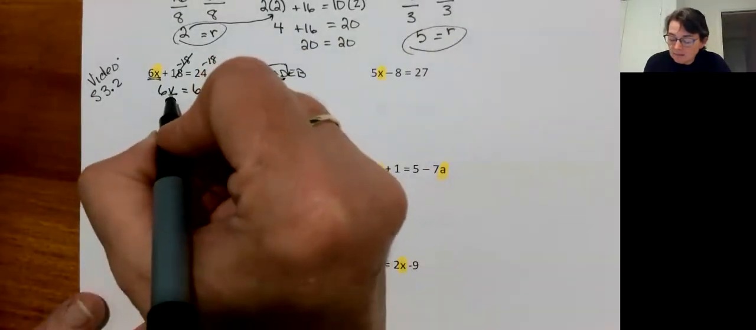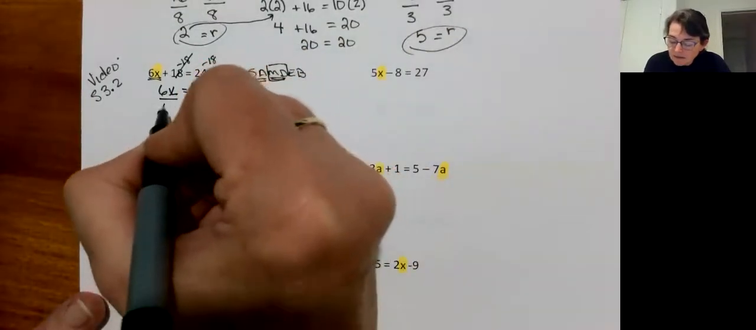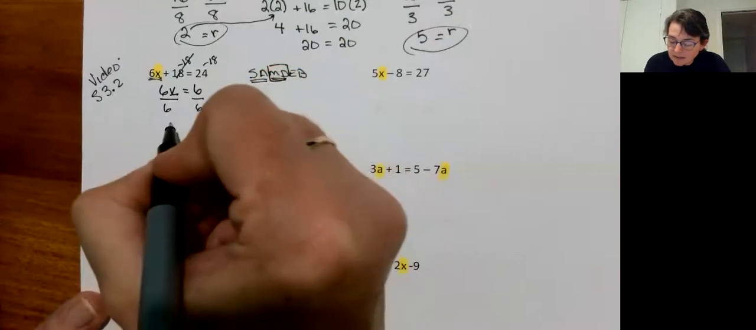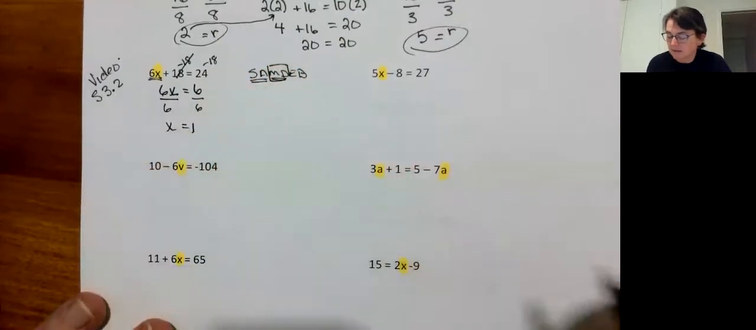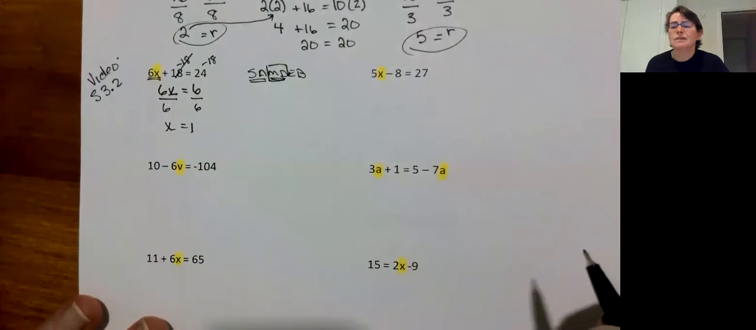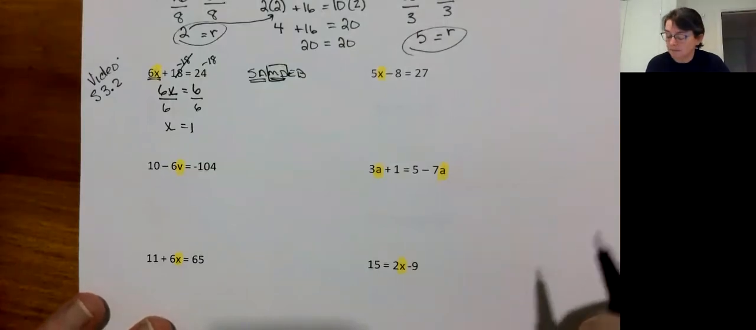Now we've got 6 times x is 6. Divide by 6, divide by 6. x is equal to 1. You'd be surprised how often students write 0 there. Anything divided by itself is 1.